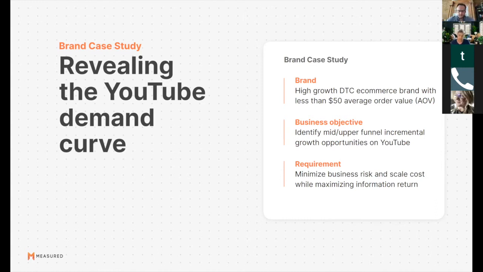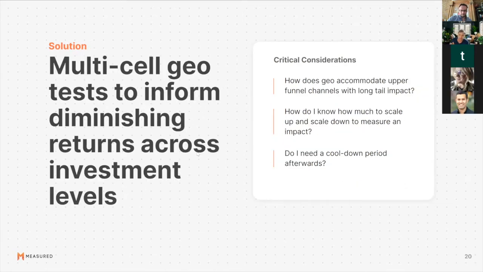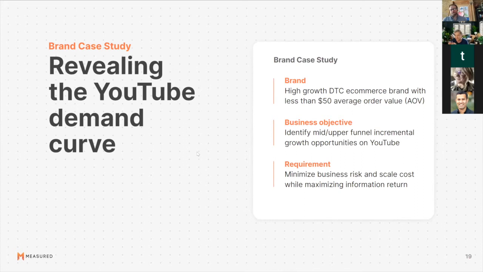And I'll explain in the next slide why these things are fairly important when you're considering the design and what kind of business questions you want to answer. So what was their business objective? Well, this particular client had about 70–80% of their budget put into Facebook over the previous 12 months. And so they believe they had, by and large, exhausted the opportunity on Facebook, and they need to find other channels to grow into if they wanted to keep growing the business. So they were on the hunt for mid and upper funnel incremental growth opportunities.